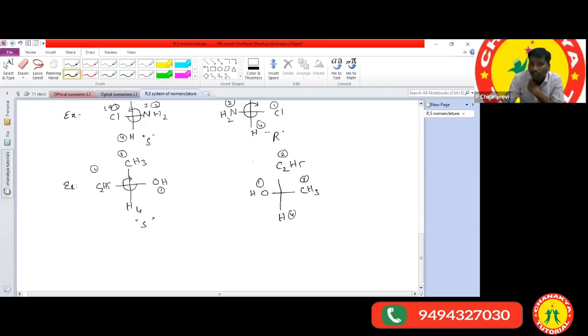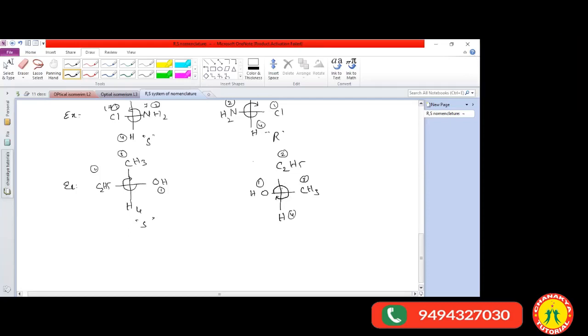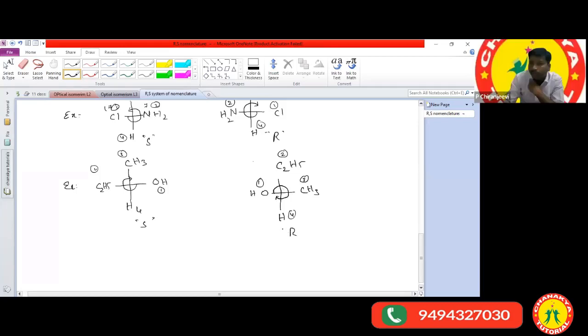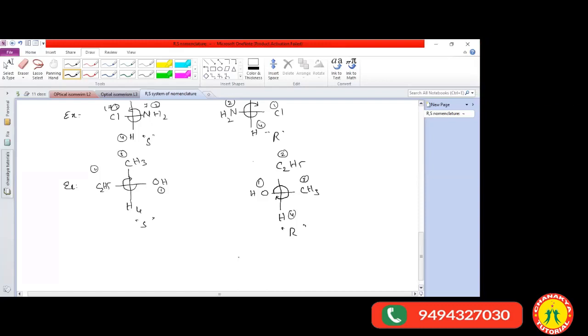1, 2, 3. So this is 1, 2, 3. Either it is in clockwise or anti-clockwise direction. My hand is going in a clockwise direction or anti-clockwise direction? Clockwise. Clockwise means which isomer? R isomer. So now you got the clarity. Yes, sir. Okay, now the second condition is there.